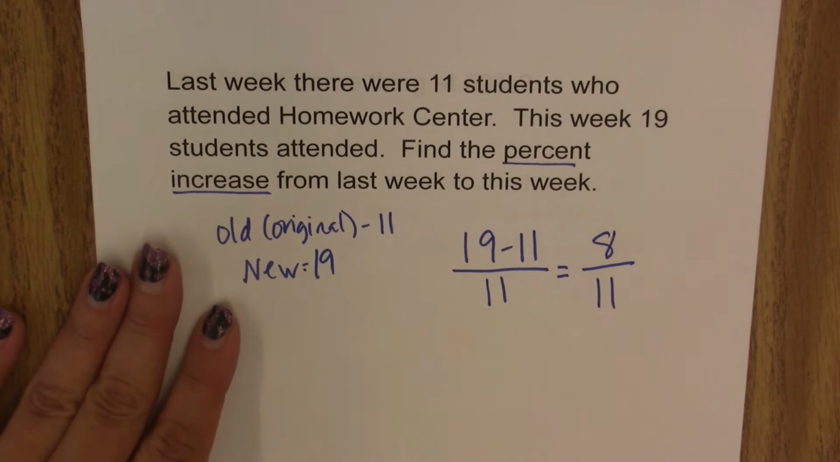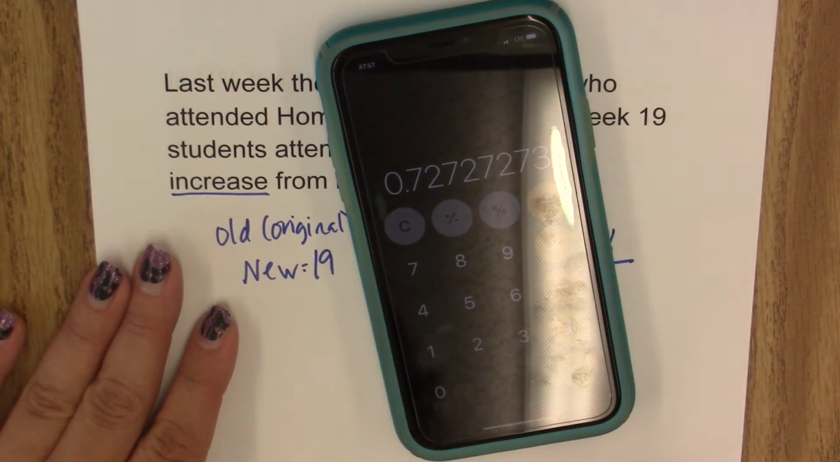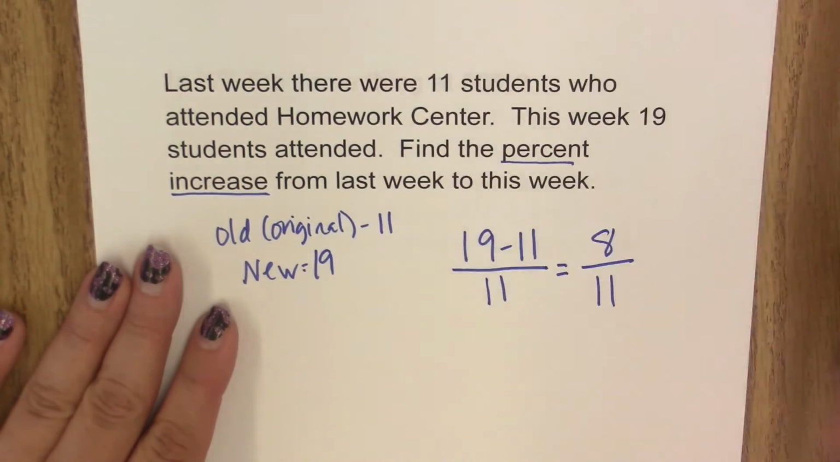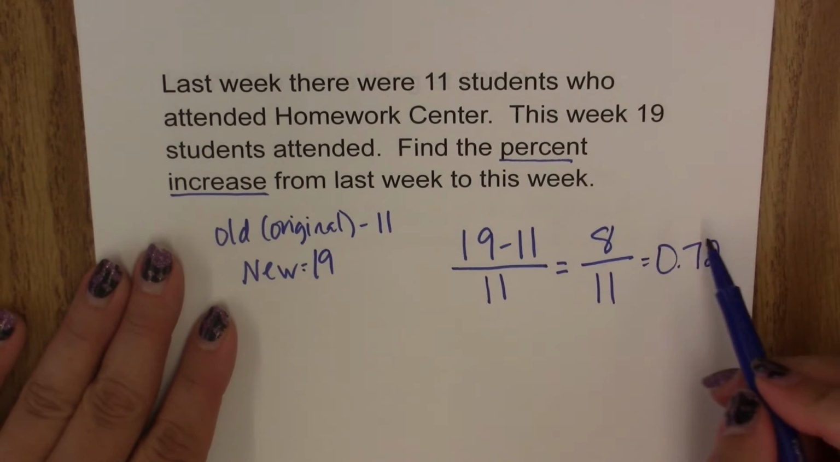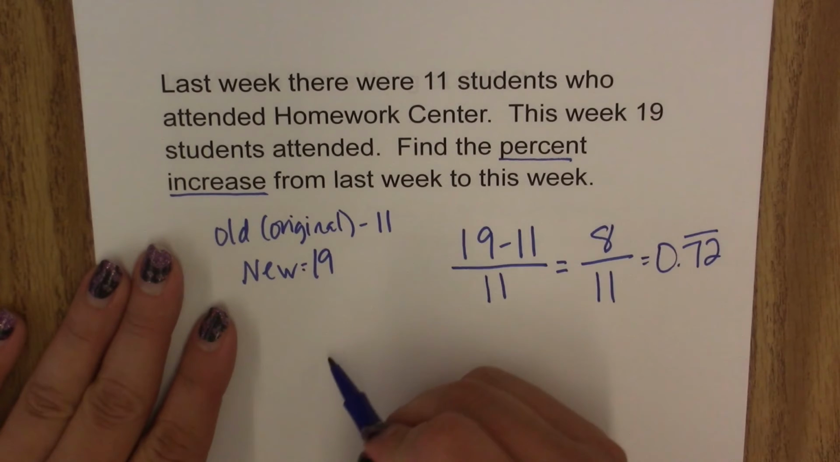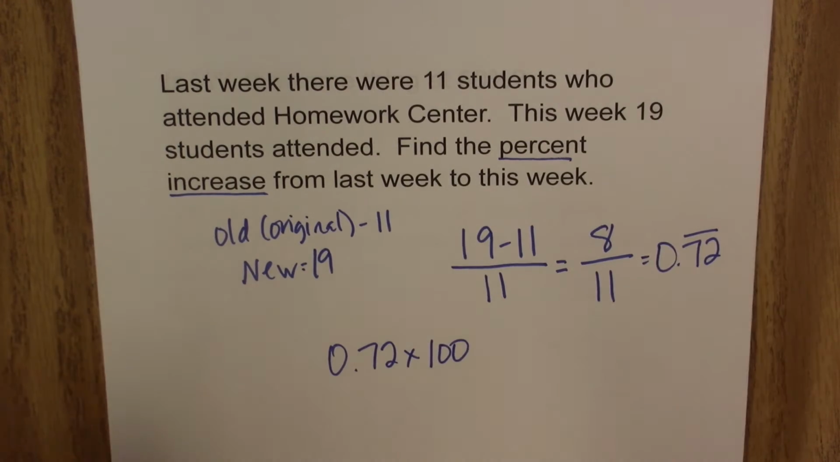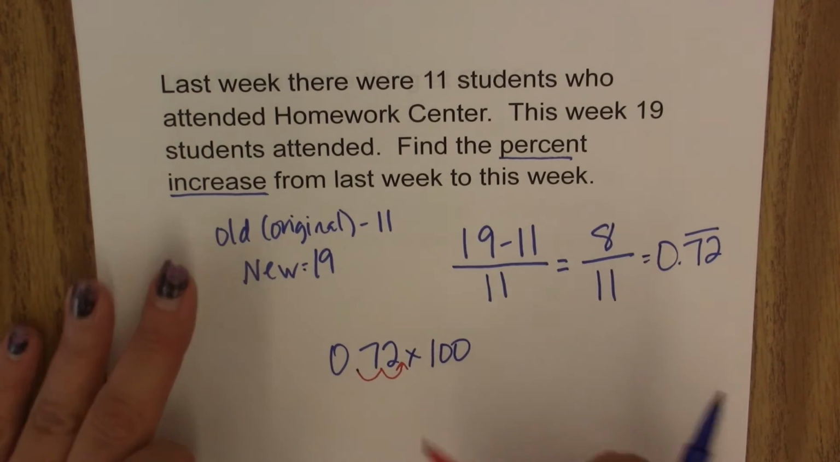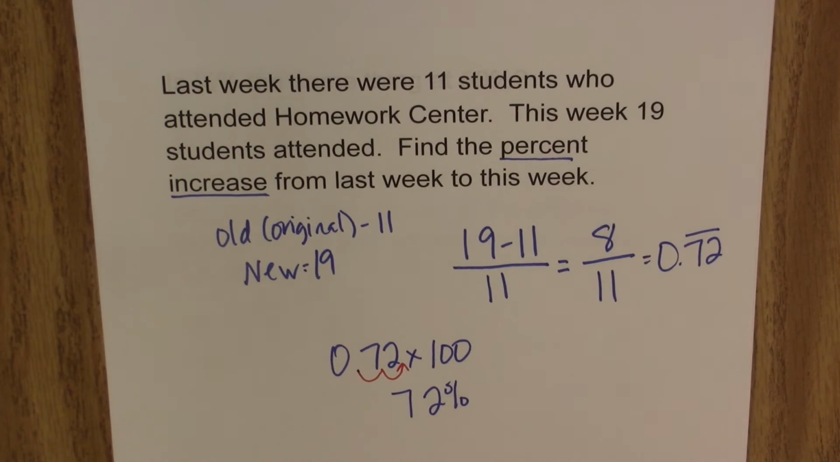And then when we divide this out, get my calculator pulled up here, we have 8 divided by 11 equals 0.72 repeating. So this equals 0.72, which repeats. So when we take 0.72 and change that to a percent, so again, we're going to move that decimal place over 2 places, we end up with 72%. All right, let's look at one more here.